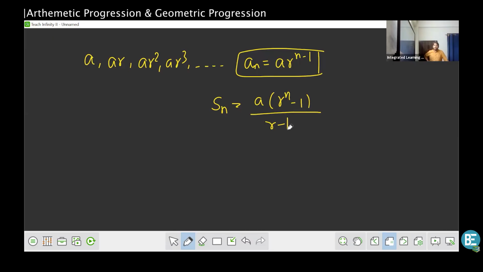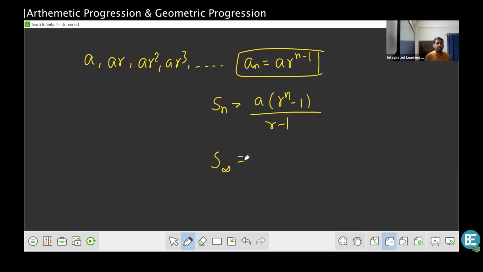And in a GP, there is a special case also, that is the sum of infinite terms. So before writing the formula, let us discuss this. Do you think we can find the sum of infinite terms of an AP? Is it possible to find the sum of infinite terms of an AP? No, sir, it's not possible. Why? Because there is no n for infinity, so we have to keep on adding all the terms.